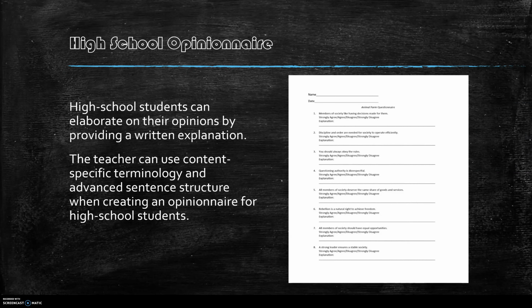Next is an example of a high school opinionnaire. As you can see, the sentences are more complex, and I'm asking them to consider more mature themes and concepts. I've chosen 8 statements now, and I am asking for a varying degree of opinion and requiring a written explanation. I've only provided 1 line for the explanation, so the students must be brief when they are writing their explanation, but I am still requiring them to articulate their perspective and dive further into their way of thinking with each statement.